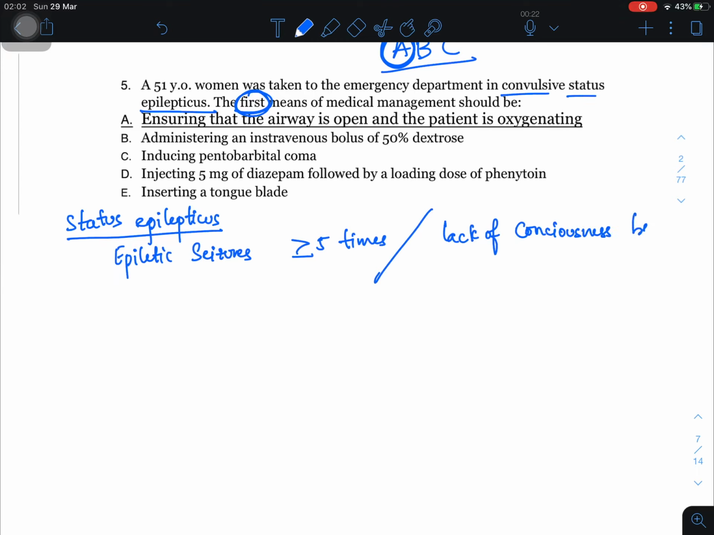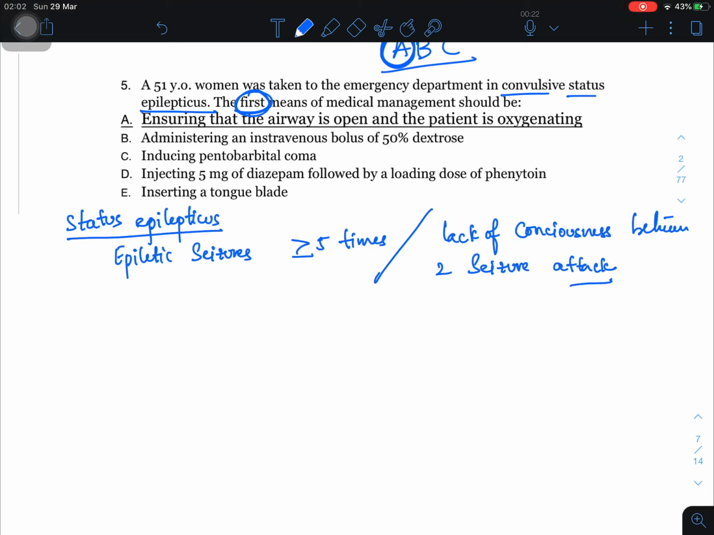Lack of consciousness between 2 seizure attacks. It means now the patient will have a seizure attack, right? So suddenly the patient will fall down, he will be unconscious, he will be having a seizure attack. After that, for a brief period of time, the patient will not regain his consciousness. He will remain unconscious. Again, he will have another seizure attack. It means between 2 seizure attacks, the patient is still unconscious.